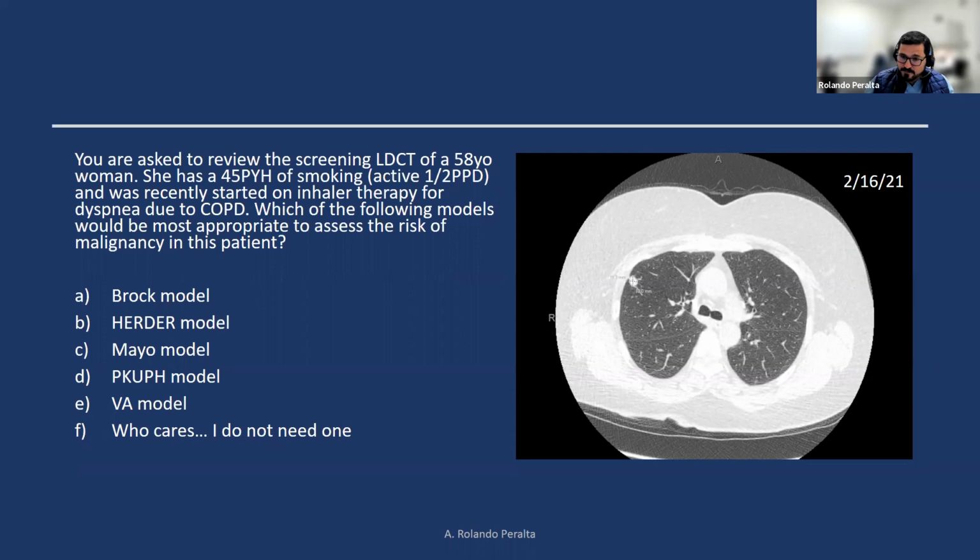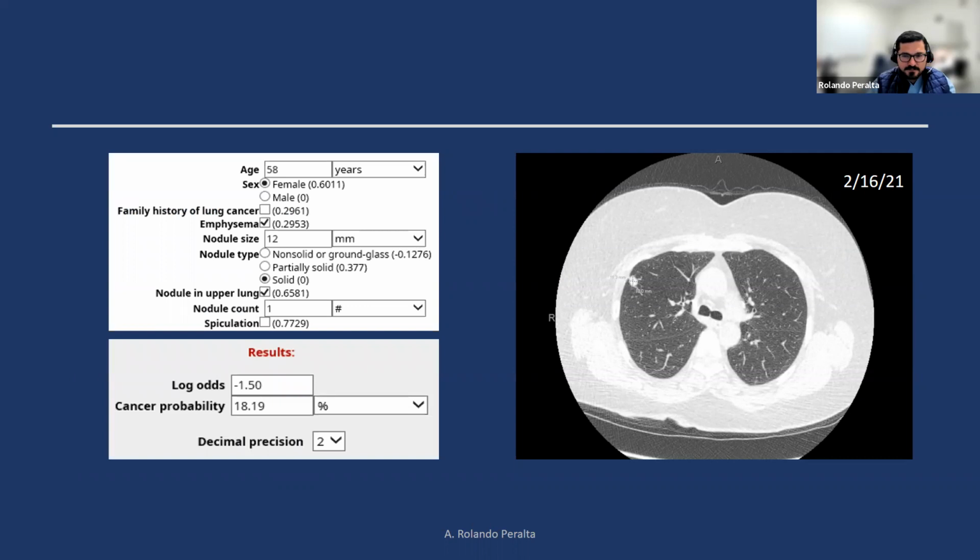You can also say, who cares? I don't need one, I'm an expert, right? That's fine. So I actually did this. This is an actual patient, 58 years old, emphysema, yep. Nodule size 12, solid, upper lobe, yep. No speculation. The probability that was given to me was 18%. So that's the info we got, 18%, okay?